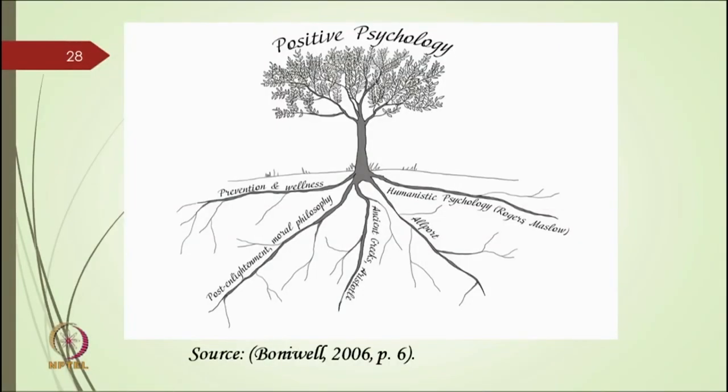I think it's clear to us that there are various branches or roots of positive psychology in the history of psychology, whether it's about prevention and wellness programs, whether it's about post-enlightenment or moral philosophy, or ancient Greek studies by Aristotle in which we are talking about eudaimonia. Allport also focused on positive aspects of human personality, which will be discussed in the character strengths chapters again. Humanistic psychology, I think that's very clear here, Carl Rogers and Maslow's work contributed to positive psychology a lot.